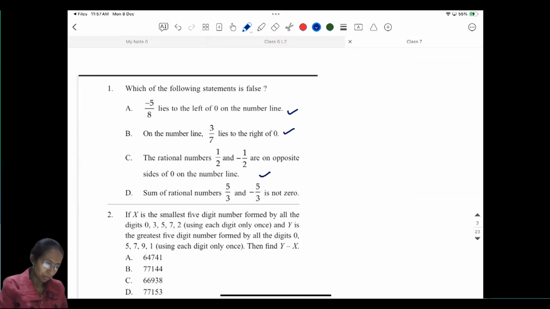The sum of the rational numbers 5 by 3 and minus 5 by 3, when you add them, you are getting the resultant as 0. So this statement is false. That means the answer will be option D.